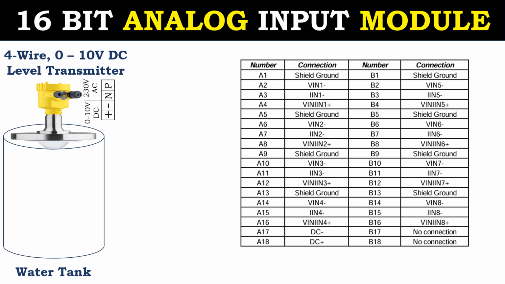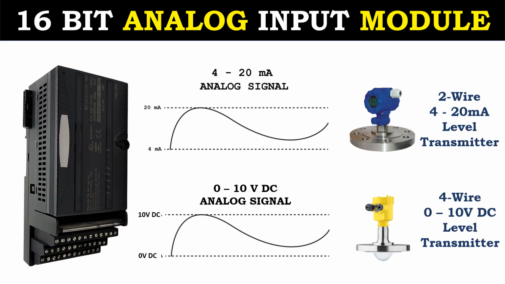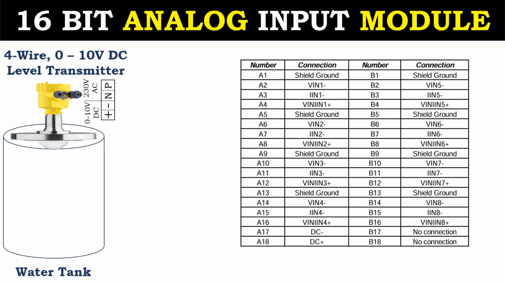Now, let's learn the wiring diagram of a 4-wire level transmitter. Here, we'll use voltage as an analog output instead of current. The range of the current in the instrumentation system is 4 to 20 mA and voltage is 0 to 10 volt DC. Here, we will take the field device as a 4-wire level transmitter.